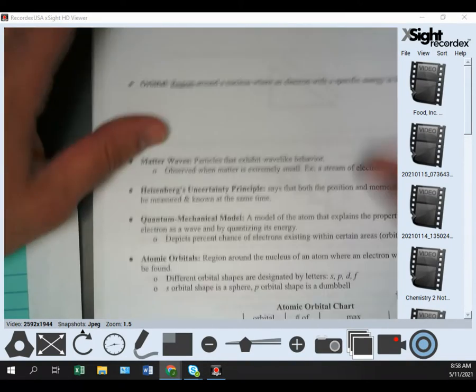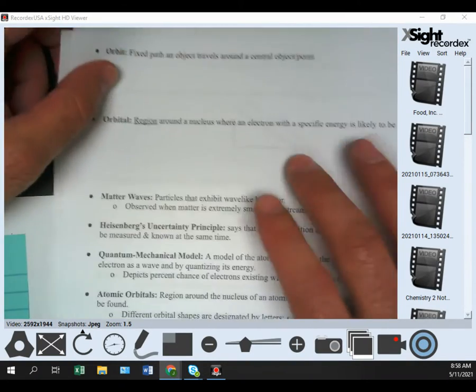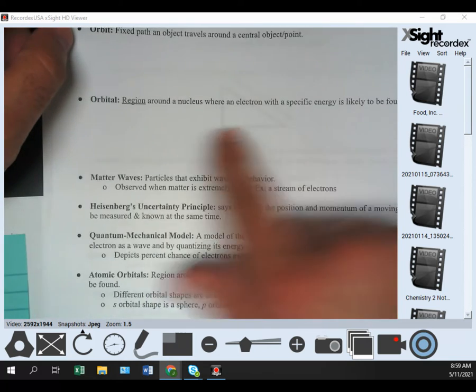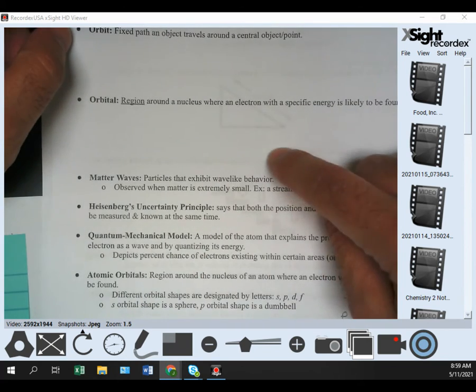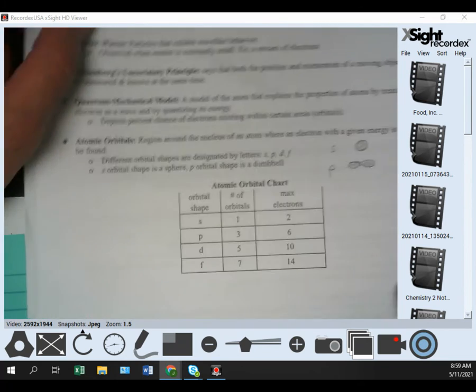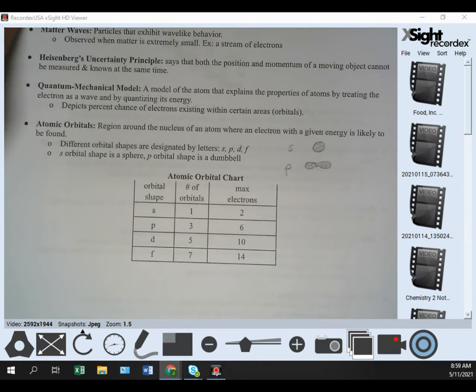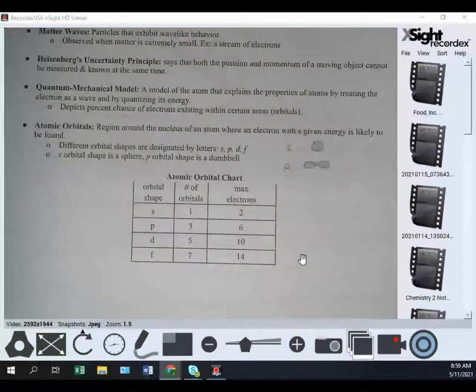It doesn't really matter. Okay, so yesterday in this spot we had the orbital, which is the region around the nucleus. We have what are called atomic orbitals, which are essentially the same thing. The atomic orbitals are regions around the nucleus of an atom where an electron with a given energy is likely to be found. When it says specific amount, that just means different electrons can contain different amounts of energy.